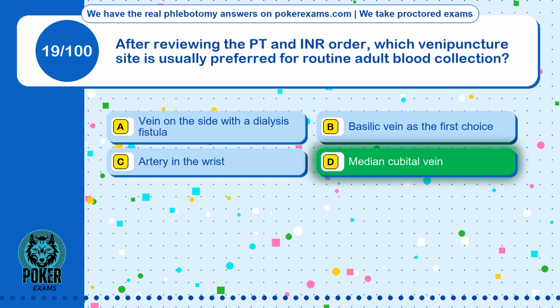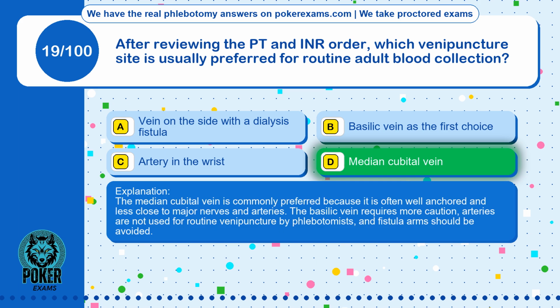The correct answer is option D. Median cubital vein. The median cubital vein is commonly preferred because it is often well anchored and less close to major nerves and arteries. The basilic vein requires more caution, arteries are not used for routine venipuncture by phlebotomists, and fistula arms should be avoided.